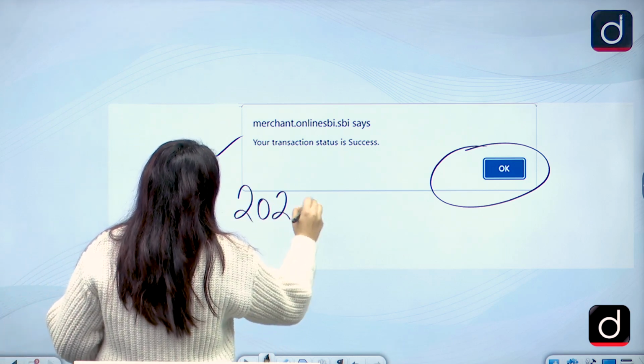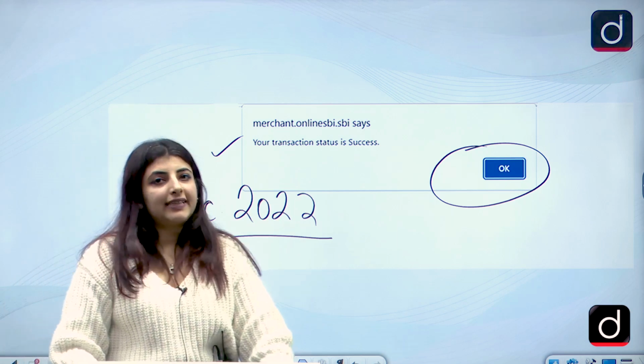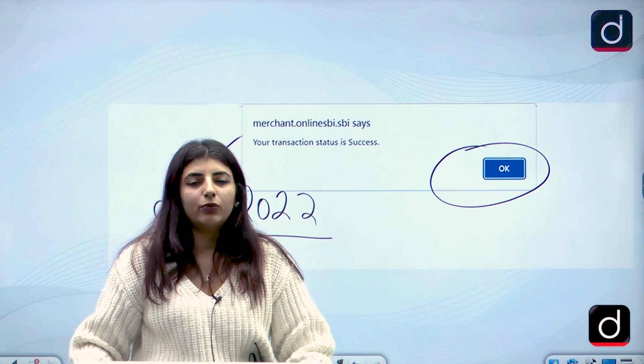So this was the whole process of filling the entire application form for the UGC NET examination for the December 2022 cycle. Same is the case with the other cycles. The application form is supposed to be filled like that only, right?